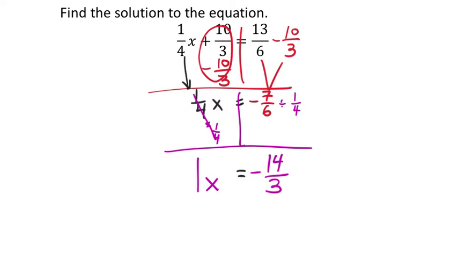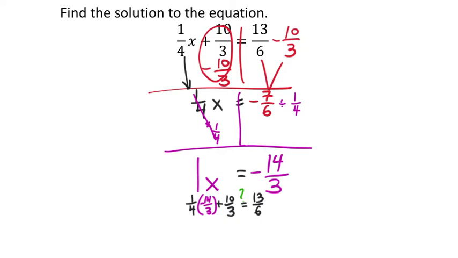Let's go back to the equation and just double check this, okay? So we've got 1/4 x plus 10/3. This should equal the 13/6 that we had in the beginning. But now I'm going to replace the x with -14/3. And we're just going to check for truthfulness, okay? So that's where my question mark is, over the equal sign.